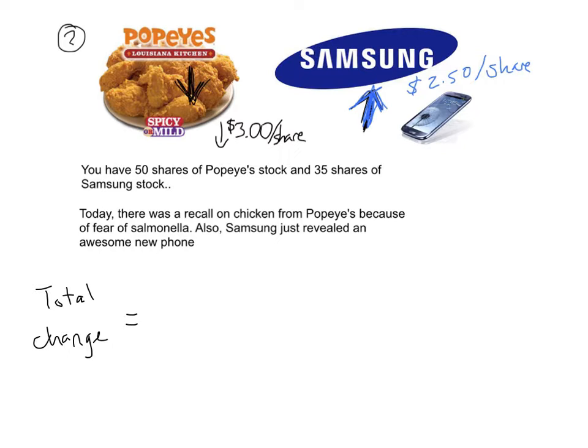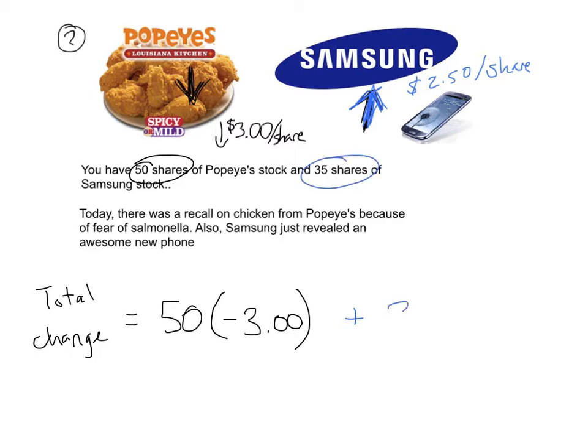Well, first of all, let's talk about Popeyes. So you had how many shares? Well, you had 50 shares, right? But it changed by how much? Well, it decreased by 3. Each share decreased by 3. So what does that mean? It means I had the 50, I still have it, but I'm going to multiply that 50 by negative $3. That represents a decrease in every single share that I own. Now, when we're talking about change, we have one thing that's changing, and we're going to add to it a different thing that's changing. So the other thing was the 35 shares of Samsung you had, and their value went up. So every share you had increased by $2.50.